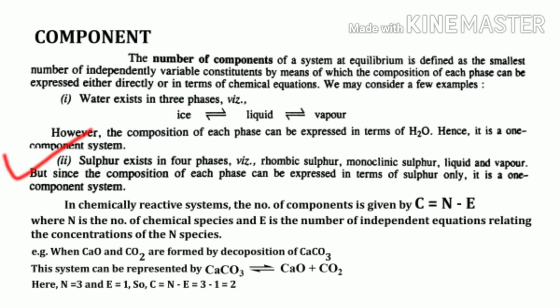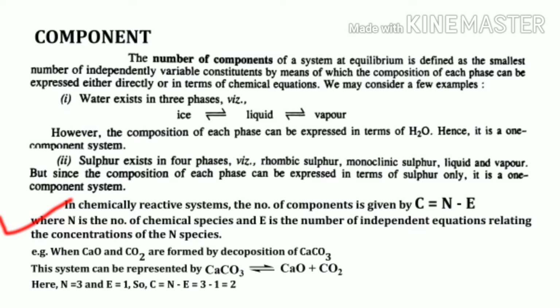Consider another example in which sulfur exists in four phases, that is rhombic sulfur, monoclinic sulfur, liquid and vapor sulfur. But since the composition of each phase can be expressed in terms of sulfur only, it is a one-component system. On the other hand, in a chemically reactive system, the number of components is given by the formula C = N - E, where N is the number of chemical species and E is the number of independent equations relating the concentrations of the N species.